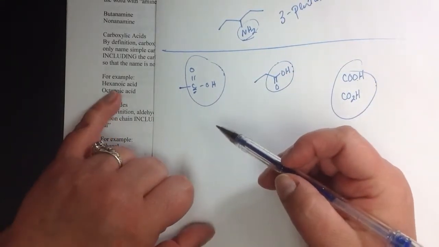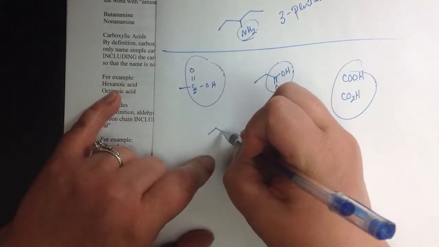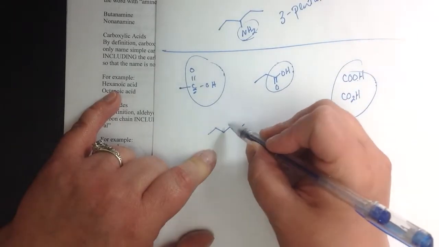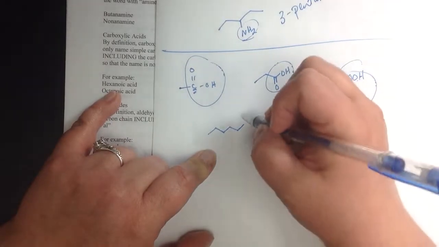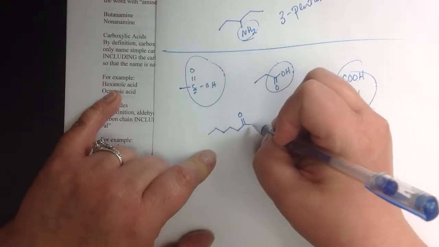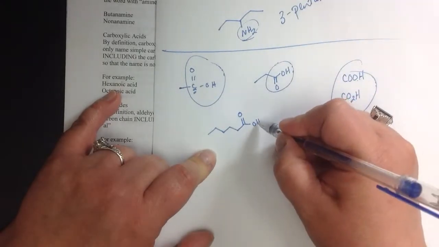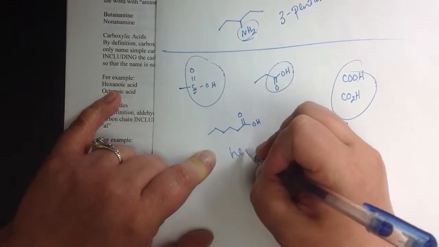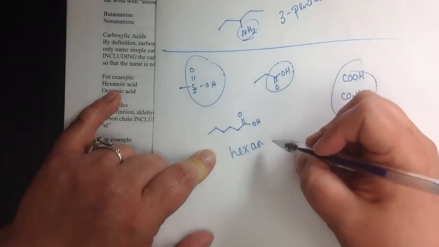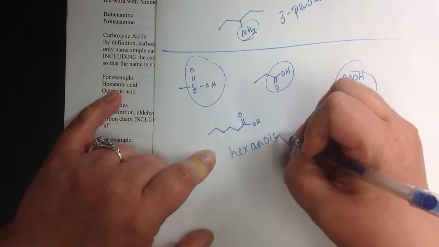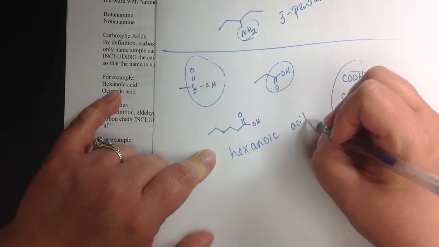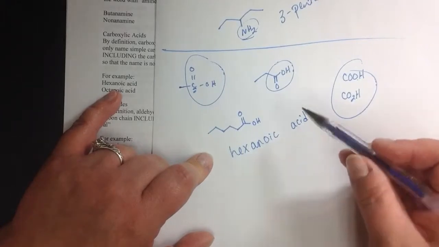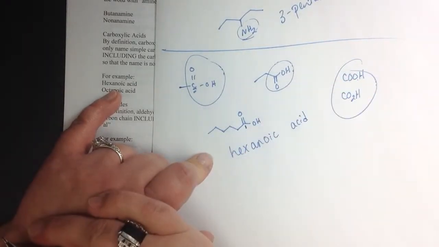So if we're doing something with a hexane, 1, 2, 3, 4, 5, 6, and it has this guy on the end. They have to be at the end of something. We would call that hex, and leave off the E, oic, then a separate word, acid. So this becomes a hexanoic acid, and he counts as number 1 right there.